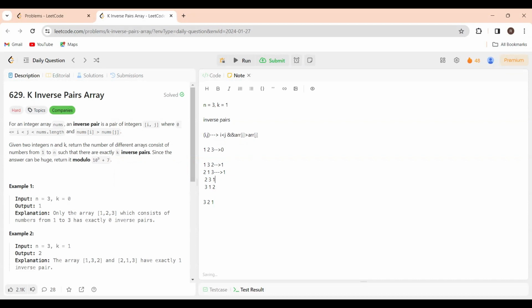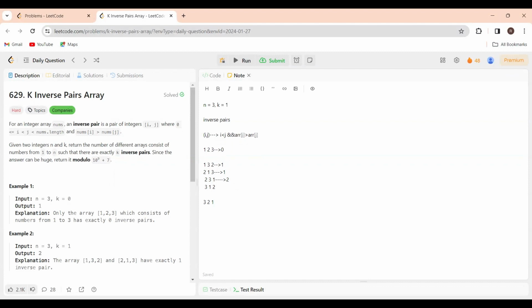And if we consider this next one, we can also see that there exists one pair here. And if we consider this one, how many pairs exist? Considering 3 1 and 2 1, there are two pairs: 2 1 is one pair and 3 1 is another pair.